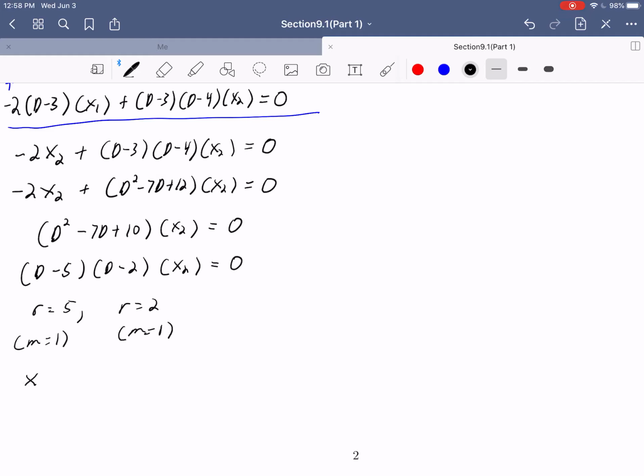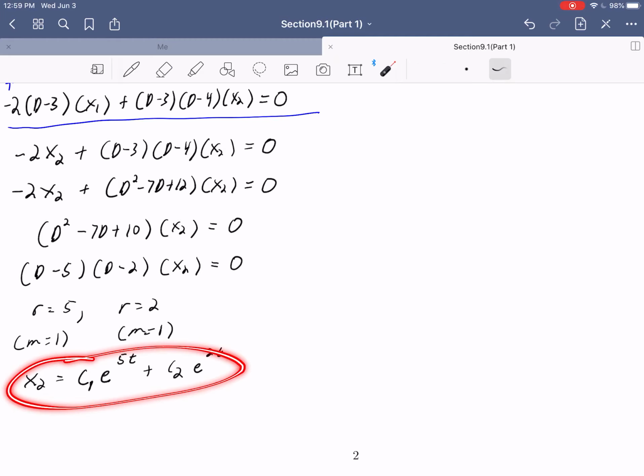So we get that x2 is c1 e. Now we should be careful here. Remember, our independent variable is now t. It should be c1 e to the 5t plus c2 e to the 2t. So there we go. We now know what the x2 dependent variable should look like. x2 is the function c1 e to the 5t plus c2 e to the 2t.